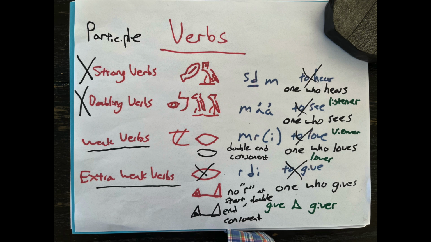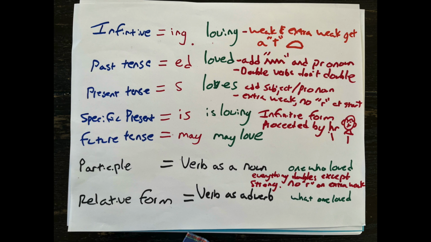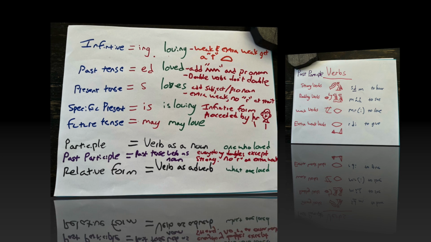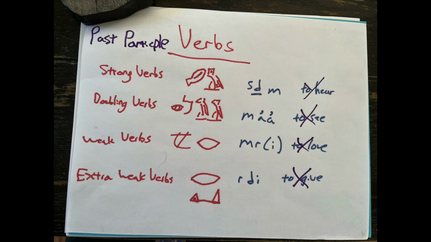So we talked about the present tense participle, if you will, and how to recognize that everything doubles but strong. Well, in addition to the standard participle, that's a verb as a noun, we actually also have a past tense participle. Now, it behaves exactly the same way, and if you understand the concept of a participle, the past participle is not that difficult to make the jump to. So essentially remembering that if we look at our basic verbs, verbs mean to hear, to see, to love, to give in the present tense.